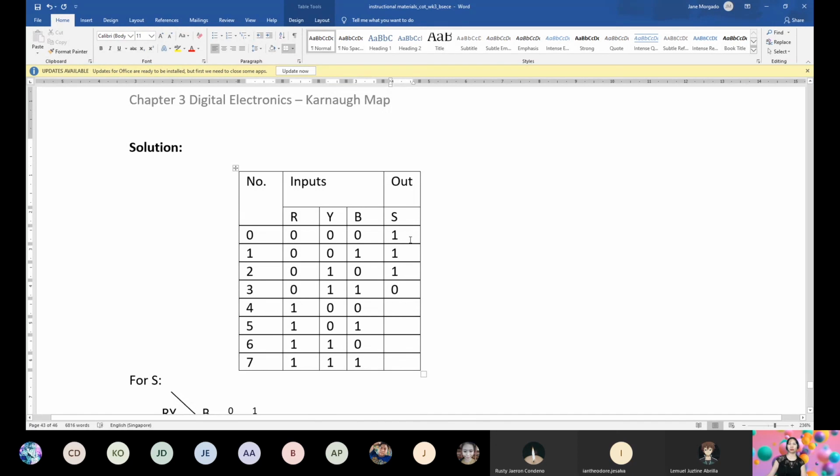Okay, produces high output. This could be used to activate a certain alarm. Okay, 100. 1. Yung red. Okay, so 1 pa rin kasi isa lang yung gumana. 101. 0. 110. 0 pa rin. And 111? 1. Kasi hindi pwedeng tatlo yung gumana, di ba? Okay, so we have this.